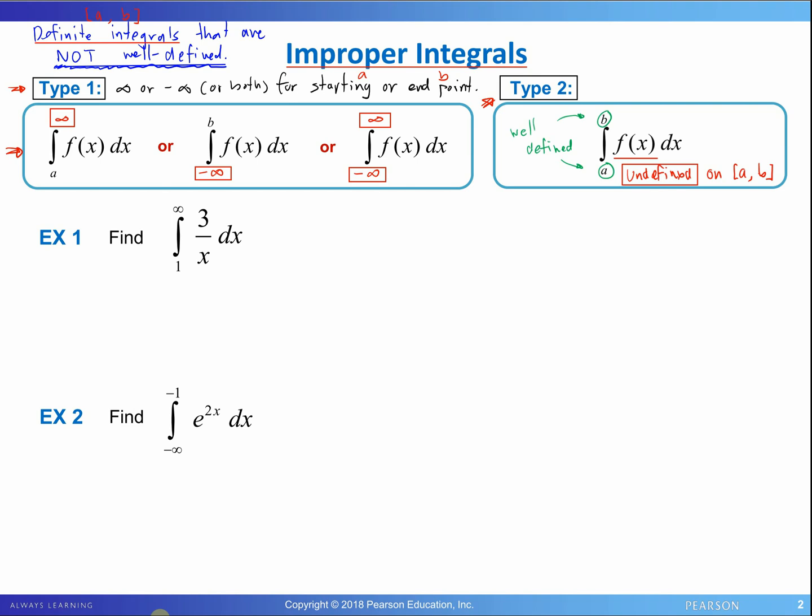For this undefined, we are talking about division by 0, or square root of negative numbers, or log of negative numbers or 0. Now let's make a note up here for type 2. The starting point, which is A, and the endpoint, which is B, are well defined.